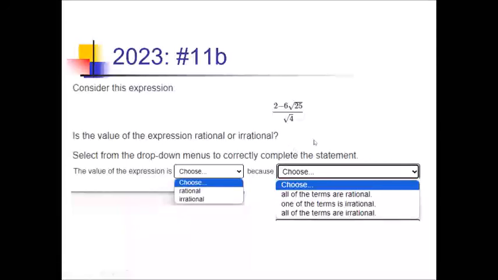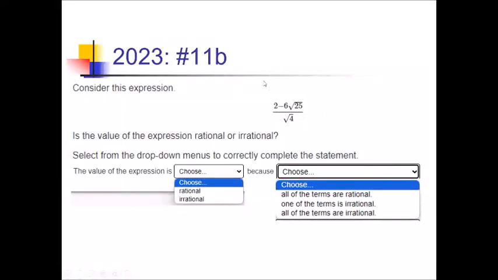So for part B on this question, we're given the expression 2 minus 6 radical 25 over radical 4. And we're asked if this whole thing is going to come out to something that's rational or irrational. Now remember, rational means we can express the whole thing as a fraction without any crazy radicals left over. No decimals that go forever without repeating.